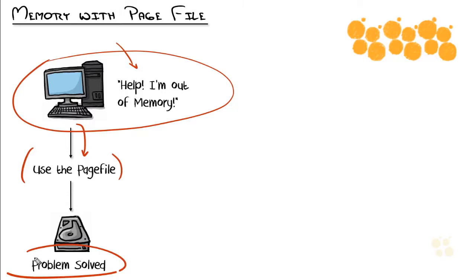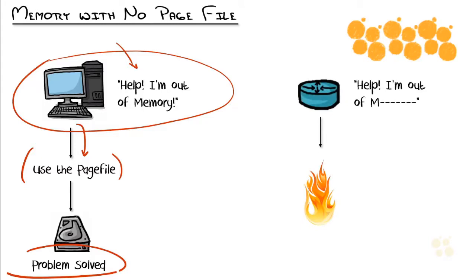But when it comes to Cisco routers and switches, they don't have a page file. When they run out of memory, they don't even get it out of their mouth. They go, help, I'm a crash. The whole thing freezes, and the device reboots because it doesn't have any way to react when its memory is up.